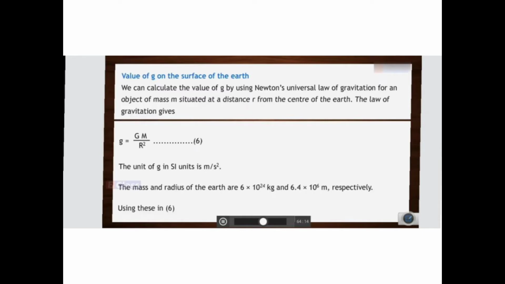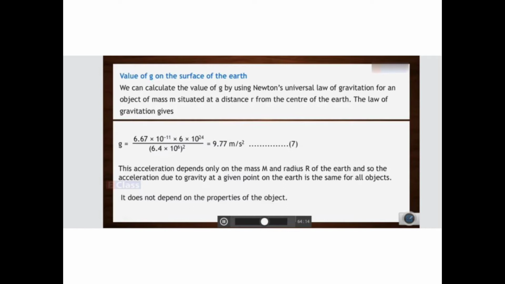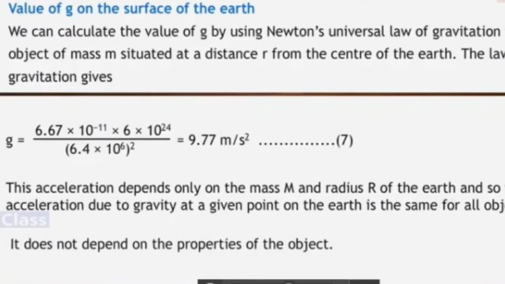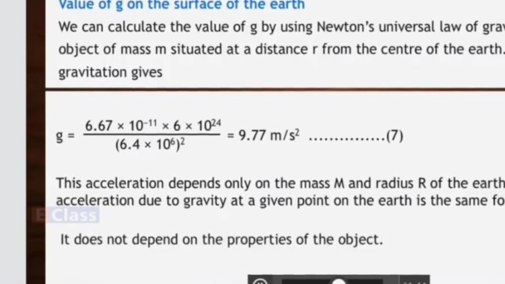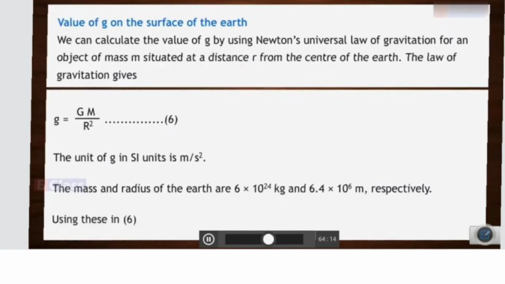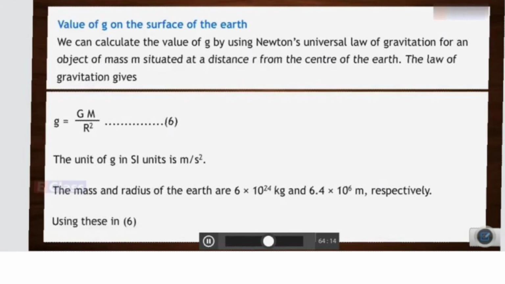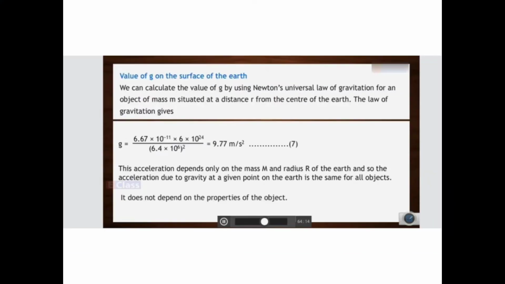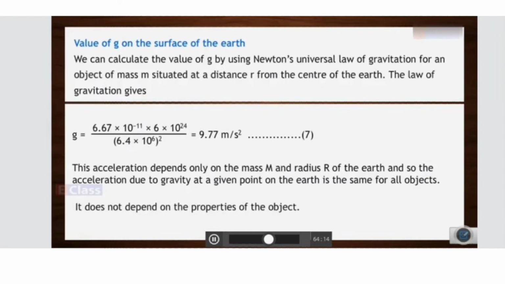You will get the value of g as 9.77 meter per second square. So this is the calculation and the answer after it. Okay, so what have we done? We have taken all the things in SI units. We have taken mass as 6 into 10 raised to 24 kg. We have taken radius as 6.4 into 10 raised to 6 meters, and accordingly we have found the value to be 9.77.